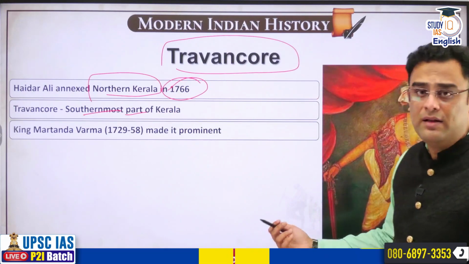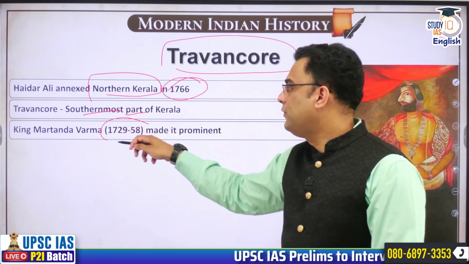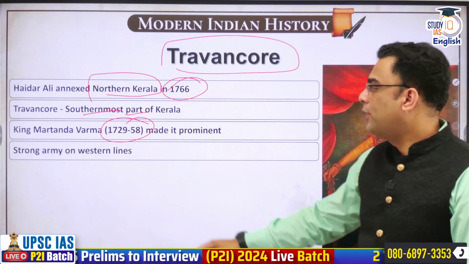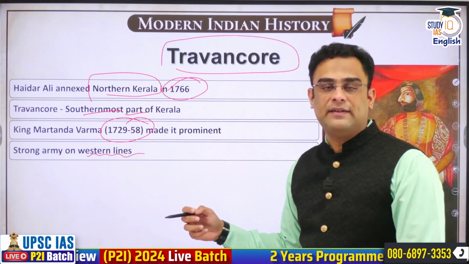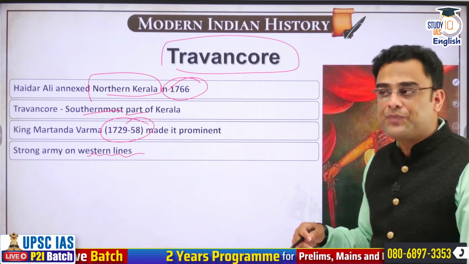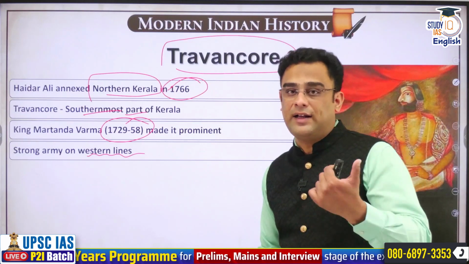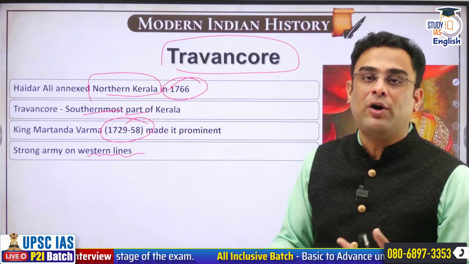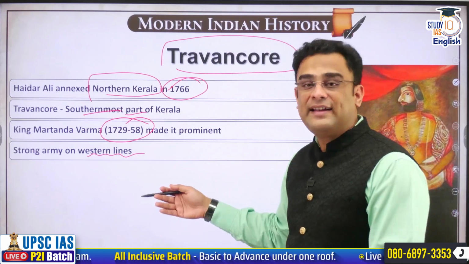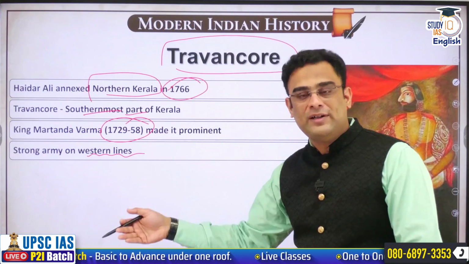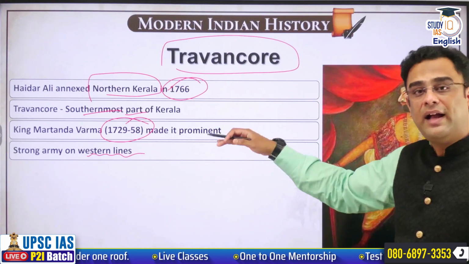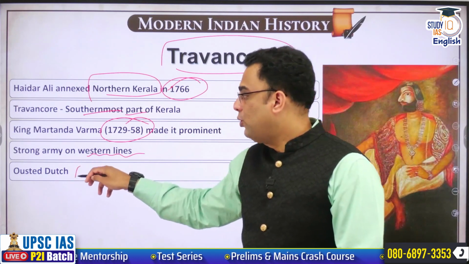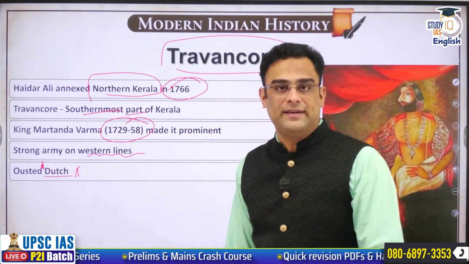King Martanda Varma, who ruled from 1729 to 58, brought this kingdom to prominence. He built up a modern army on western lines. During this 18th century, Indians are realizing that we are technologically and militarily backward, so we need to change. We need to build modern armies. They realize that, and many of them make attempts. Mysore did it, Marathas did it, Nizam tried it, and so did Travancore. With the help of this modern army, he was able to oust the Dutch from his area.